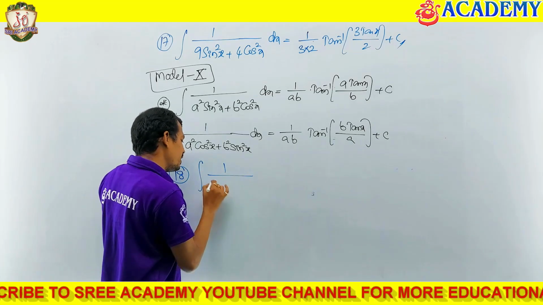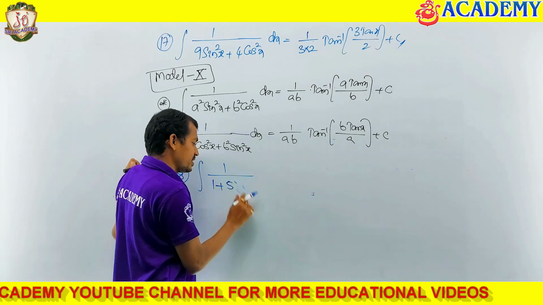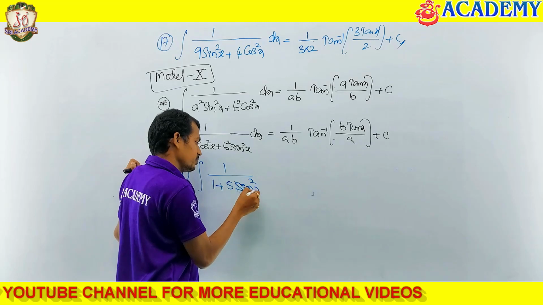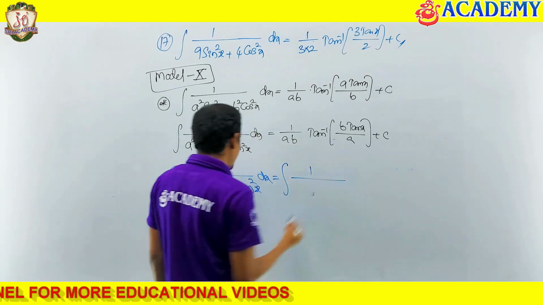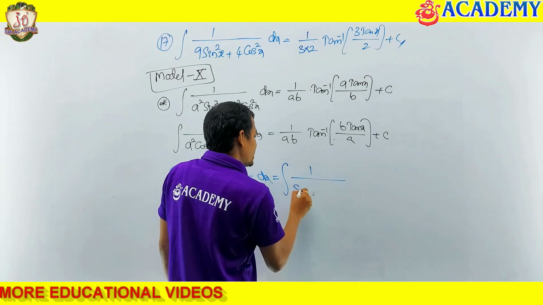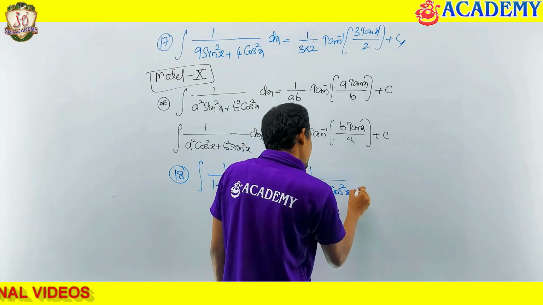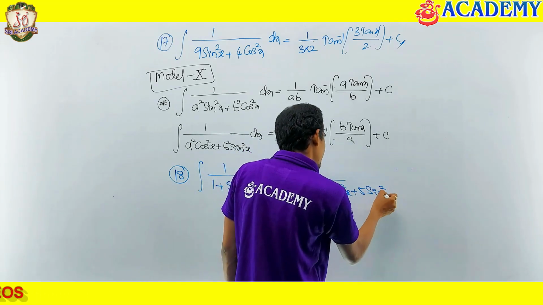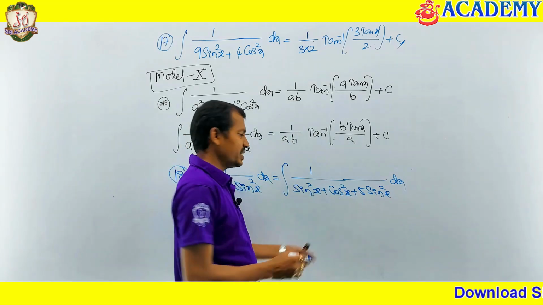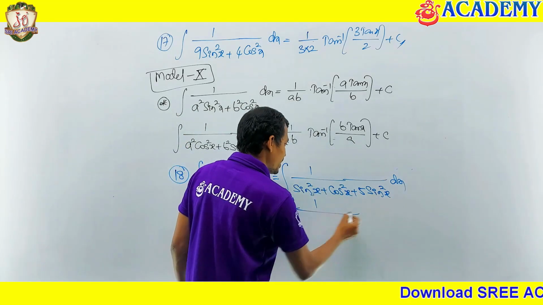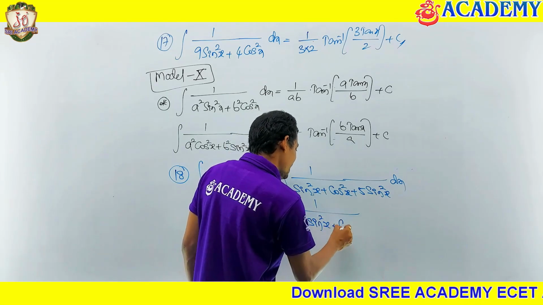Integral 1 divided by 1 plus 5 sin square x. Means we will modify this. Integral 1 divided by sin square x plus cos square x plus 5 sin square x. Why? Because here we are having 1 to represent. It is going to be integral 1 divided by 6 sin square x plus cos square x.